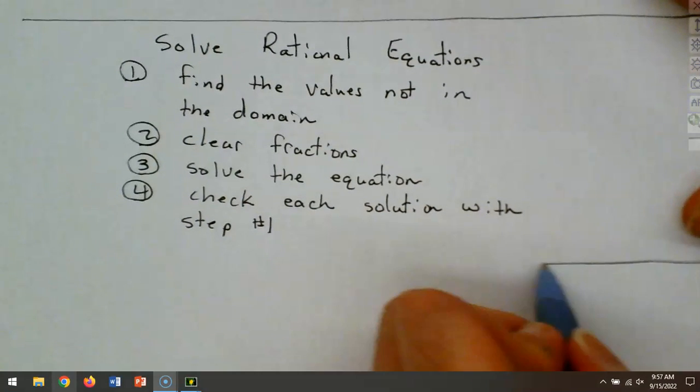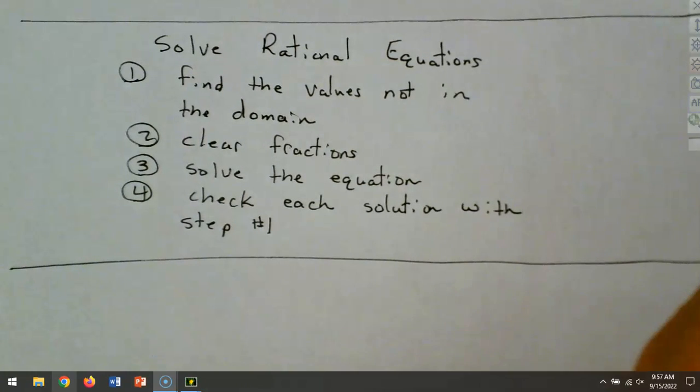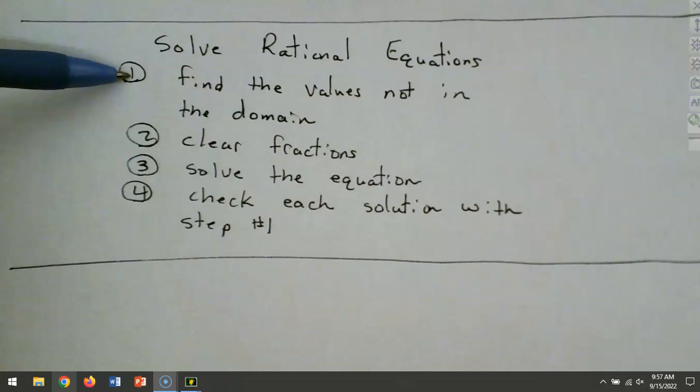That's going to be our procedure. Find the values that are not in the domain. That means division by 0. We take them out first. We then clear our fractions and solve the resulting equation. And then the last step is we just check and make sure that it's not one of the values up here.